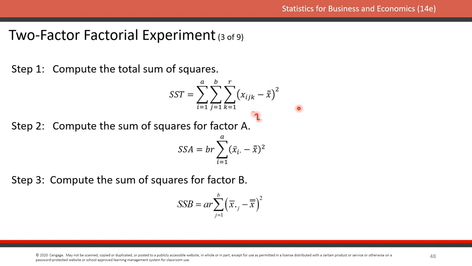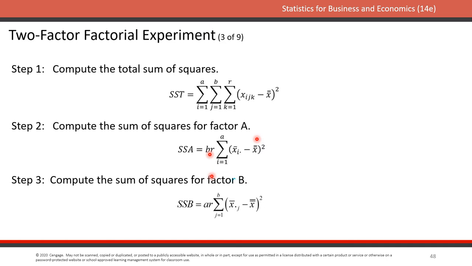So each data point minus the overall mean squared for all of the data in all of the groups in factor A and in factor B. For sums of squares for factor A, we do the number of levels of factor B times the number of replications times the group A mean minus the grand mean squared. For factor B, we do the number of levels in factor A, the opposite factor, times the number of replications times the B group mean minus the grand mean squared.